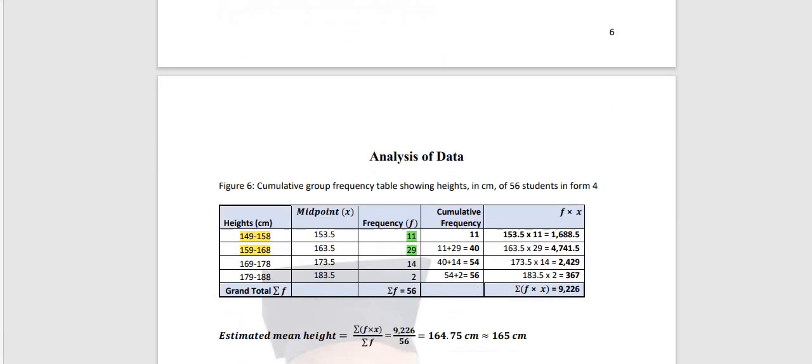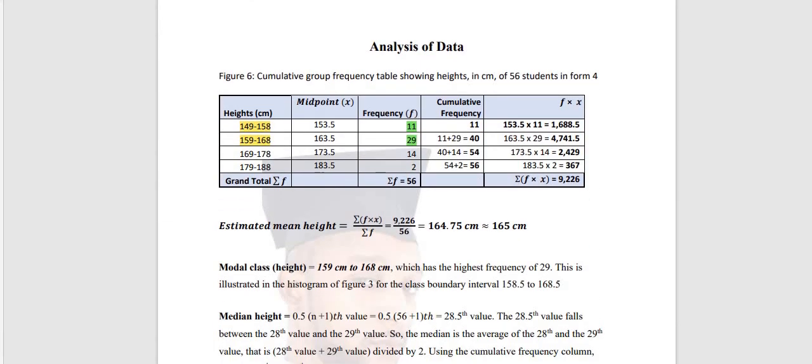Then we're going to look down here for the analysis of data. Now, calculating the estimated mean, what do we do? Well, we use the midpoint. The midpoint here basically is adding the two limits. The lower limit, 149, plus 158, and the answer we get, we divide by 2. We'll do the same for each class interval, and we get these figures.